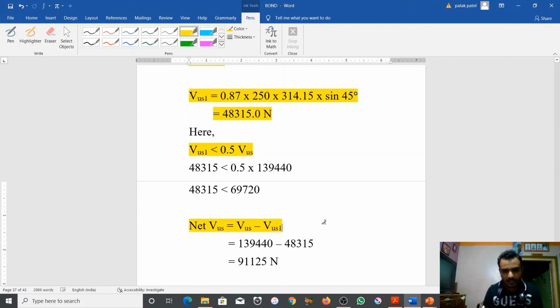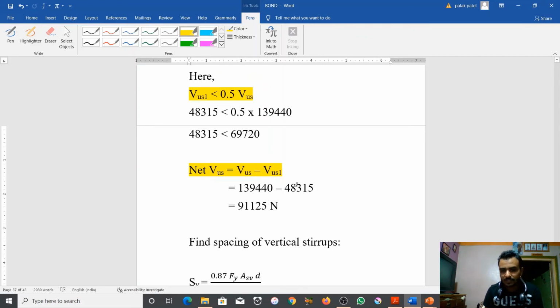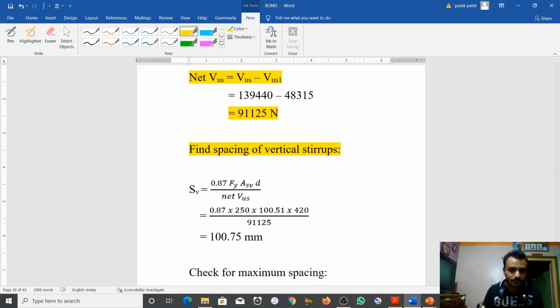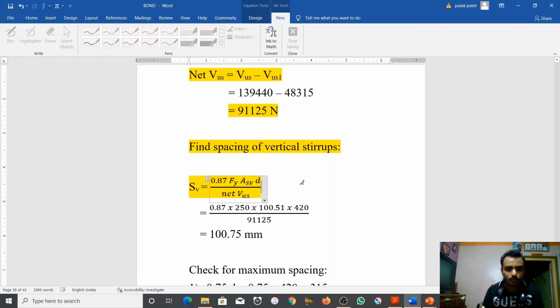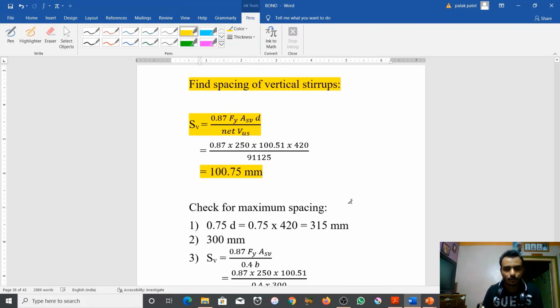so we have to find out net Vus, which is equal to Vus minus Vus1. So we have this value 91,125 Newton. So this is the shear force which is resisted by stirrups. Okay. So we have to find out spacing of vertical stirrups. So here is the equation: Sv is equal to 0.87 fy Asv into d divided by net Vus. So Sv is 100.75 mm.